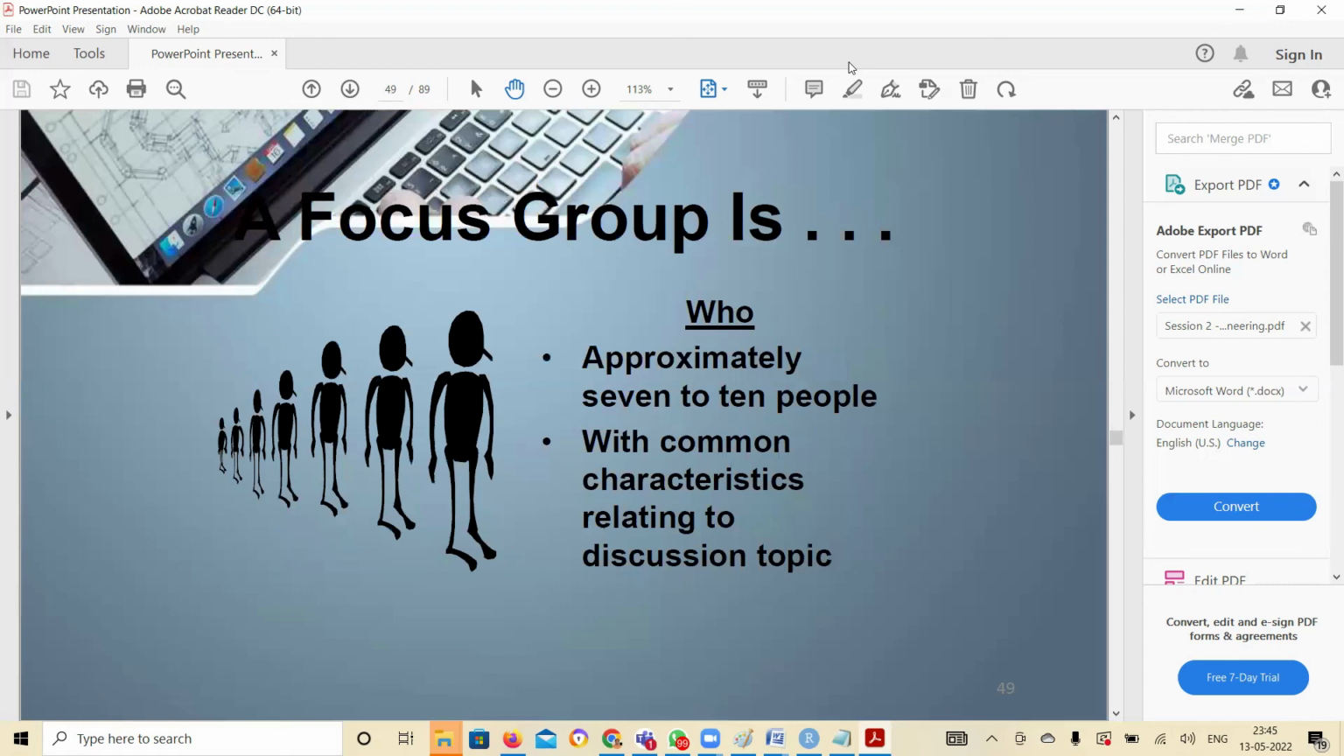Okay. So approximately 7 to 10 people, they need to have common characteristics related to the topic, right? That's why I said doctors will need to meet doctors, right? You can have 3, 4, 5 focus group discussions, or 10 focus group discussions. What it also says is always have an odd number of focus group discussions.